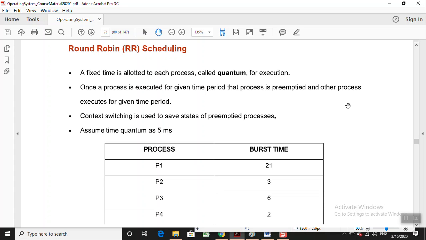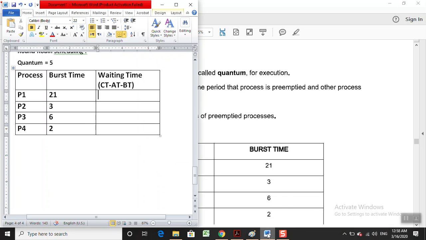Clear my point? So it will be executed based on the processes that are in the ready queue, and every process will be executed only for a fixed period of time irrespective of their burst times. Let us look at this example now. We have four processes with their burst times, and we are assuming that the time quantum is 5 milliseconds.